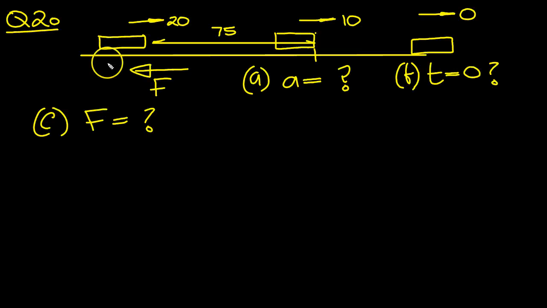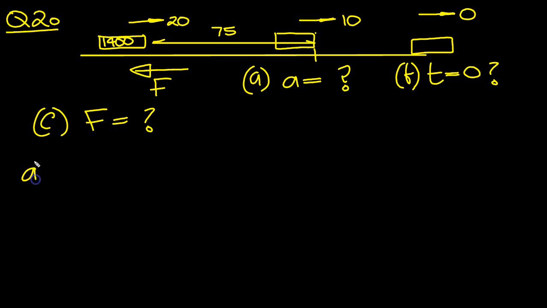So let's have a look at this then. So it's 1400 kilograms, isn't it? I've summarized the question here in pictorial form then. Part A. The acceleration here then from 20 to 10 and a distance of 75. So this is the final velocity, this is the initial velocity, and this is the distance.